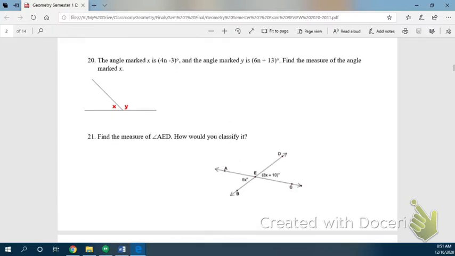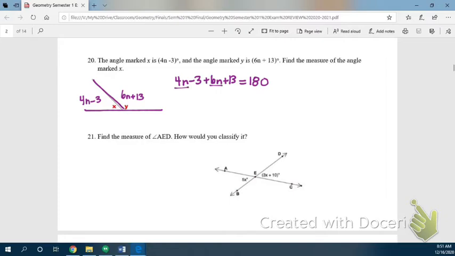Looking at 20, they say that the angle with x is 4n minus 3. The angle with y is 6n plus 13. Find the measure of the angle marked x. So the angle marked x. Well, we know that these are a linear pair. Linear pairs are supplementary, so they should add up to 180. So we'll have 4n minus 3 plus 6n plus 13 equals 180.